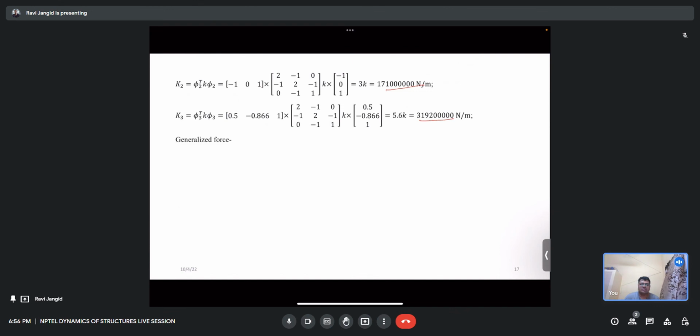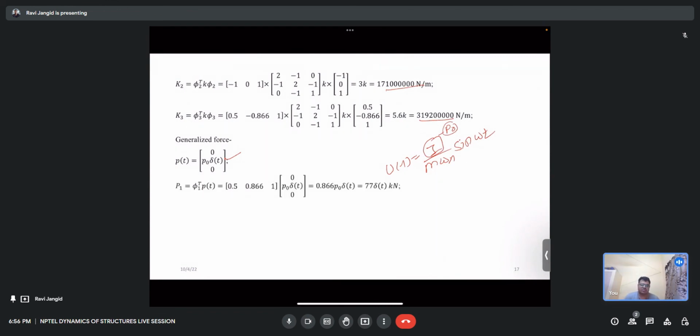The generalized force p(t) is given as 0, p naught delta t, because it is applied on the second floor. So for the impulsive force, the response u(t) is equal to I by m omega n sin omega n t. Here I is the p naught that is given to us, and m omega n.